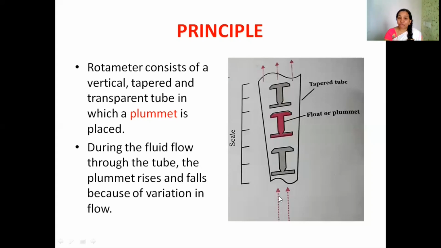During the fluid flow through this rotameter, this plummet may rise and fall, depending upon the flow rate of the liquid. So this is the bottom portion of our rotameter. It is narrow, and in this region our pipeline is connected. Inlet of the pipeline is connected to the bottom portion of the rotameter. Outlet of the pipeline is connected to the top portion of the rotameter. During the passage of fluid through this rotameter, the fluid flow may vary. The volumetric flow rate of fluid varies depending upon the area of the tube.